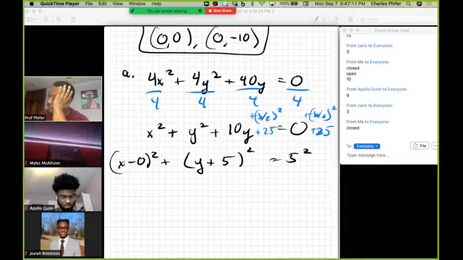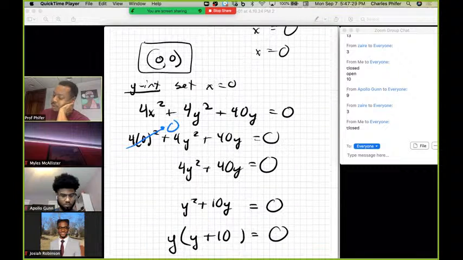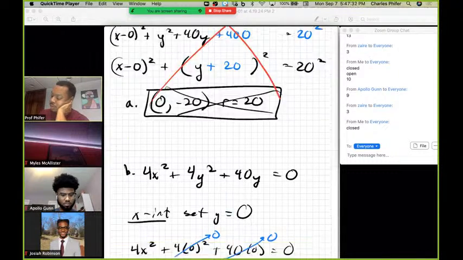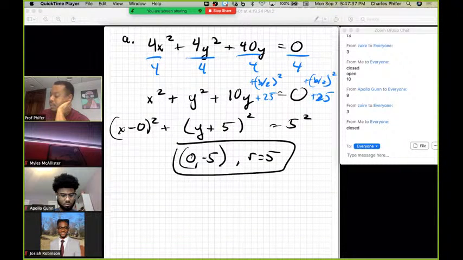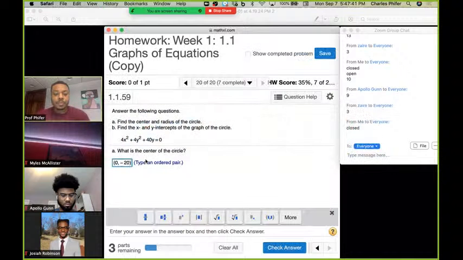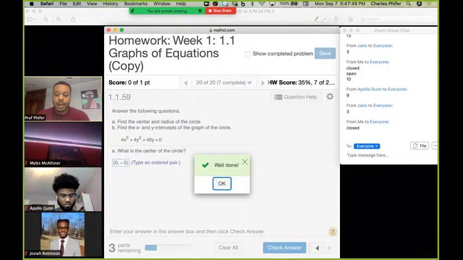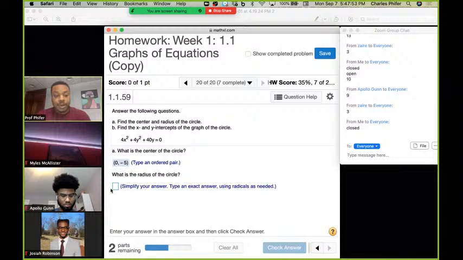I thought it looked a little funny. Let me see. 10 divided by 2 is 5. 5 squared is 25. Okay, so then the center is 0, negative 5, and the radius is now 5. Okay, let's try this answer. So, again, this was no good. Okay, it's okay. So, let's check it this time. Let's try this one. Now the center is 0, negative 5. All right, so yeah, we found our error, and now the radius should be 5.